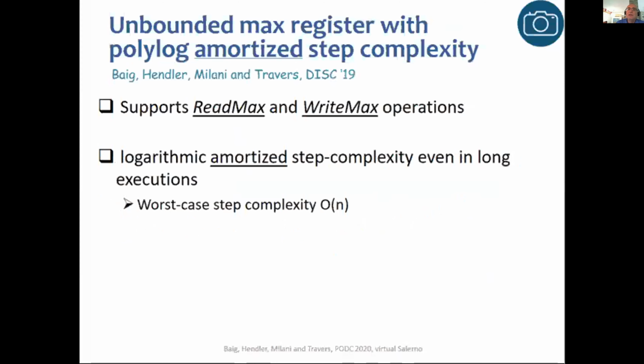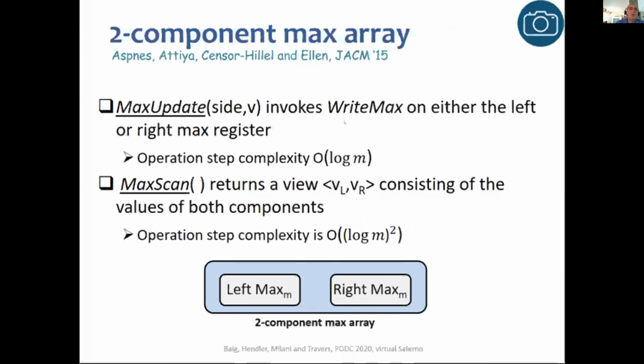So in recent work, Baig et al. presented the first wait-free unbounded max register, which is a max register that can assume any non-negative integer value and has amortized step complexity which is logarithmic in n, also in long executions. And we use this in our new construction. So the key technical tool developed by Aspnes et al. for their snapshot algorithm is the two-component max array. Essentially, this is a two-component snapshot object where each component is a max register rather than a simple register.